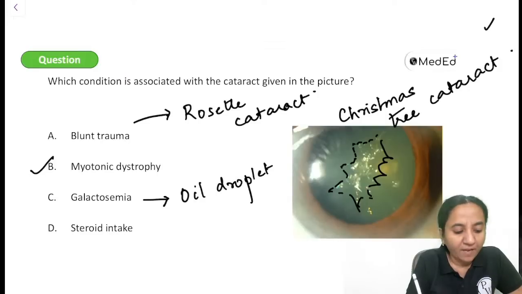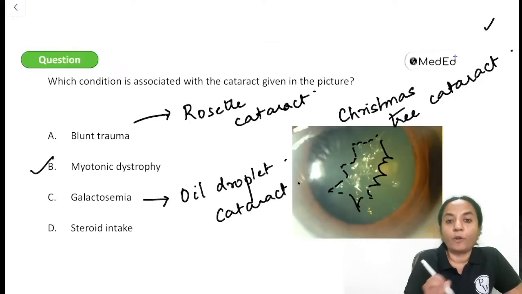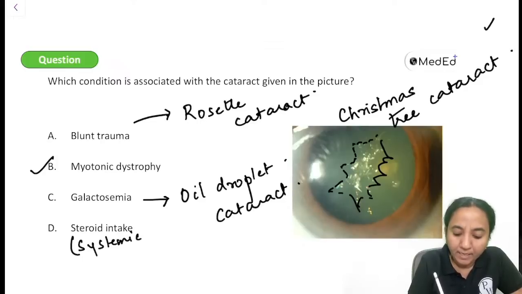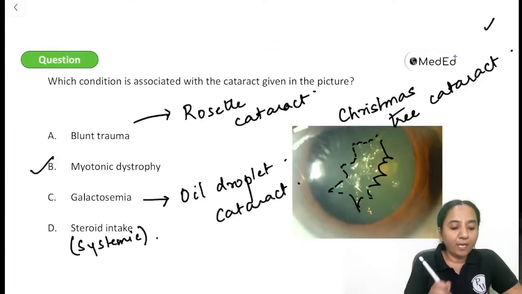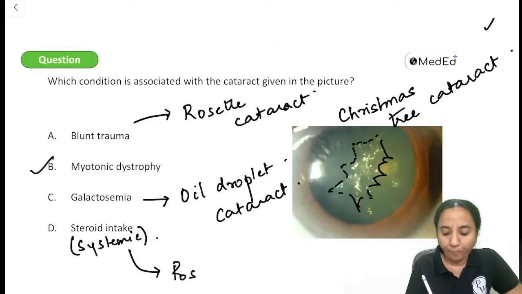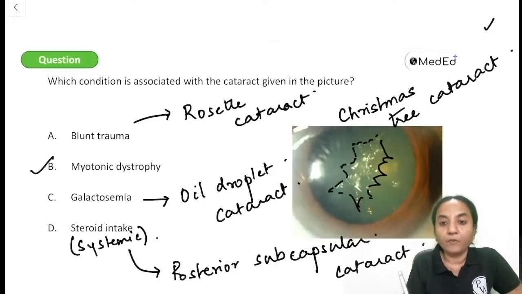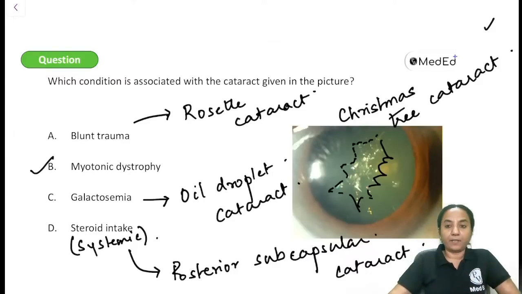In galactosemia, we have oil droplet cataract. Correct. And what is the typical morphology of steroid-induced cataract? Remember, systemic steroids are the most common drug associated with cataract. And steroid-induced cataract is what type of cataract? Typically, it is a type of posterior subcapsular cataract. So, steroid-induced cataract is posterior subcapsular cataract, and systemic steroids are the most common drug which is associated with cataract.